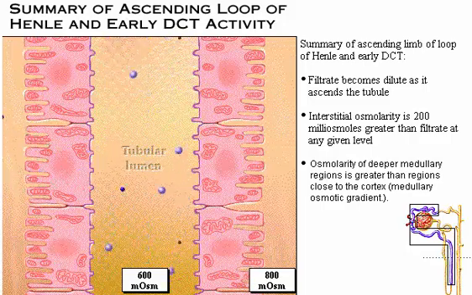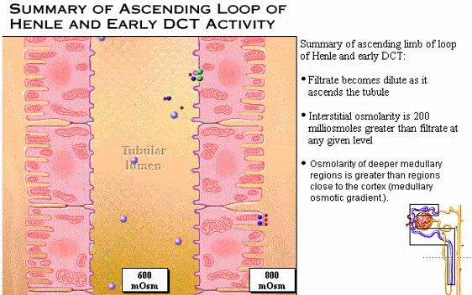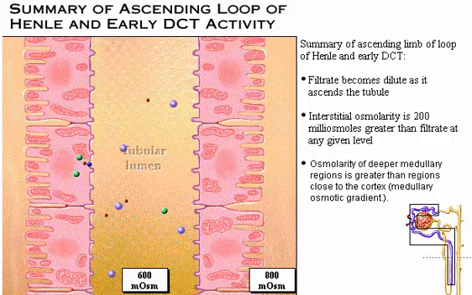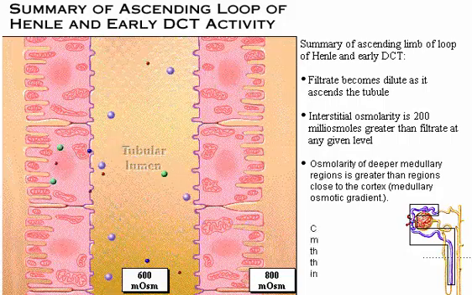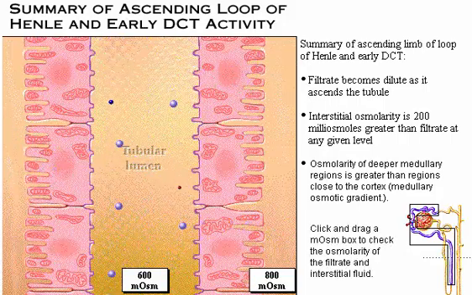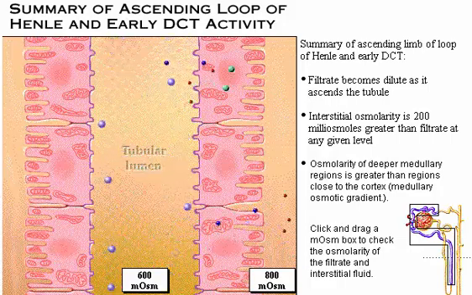Now click and drag a milliosmoles box to compare the osmolarities of the filtrate and interstitial fluid. Then click the forward arrow to see how the activities of both the descending and ascending loop of Henle combine to construct and maintain this medullary osmolarity gradient.